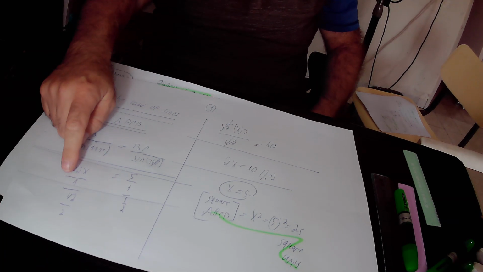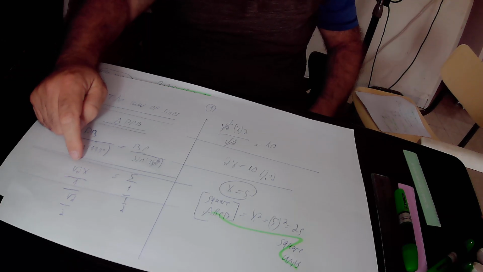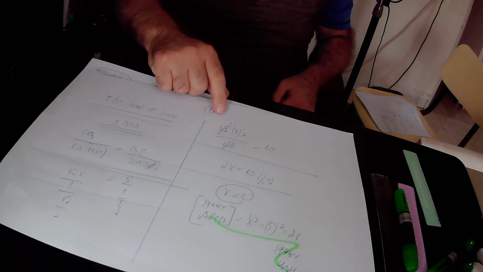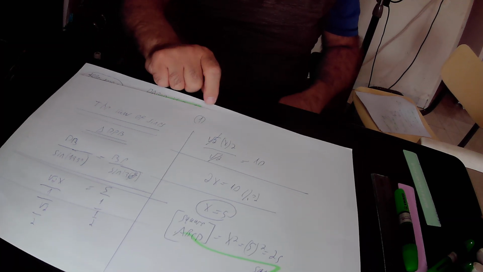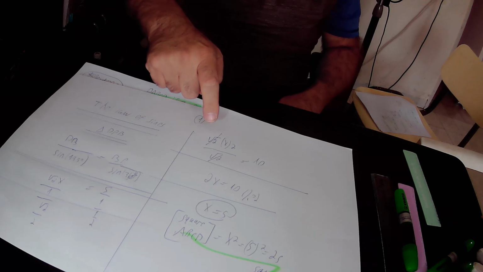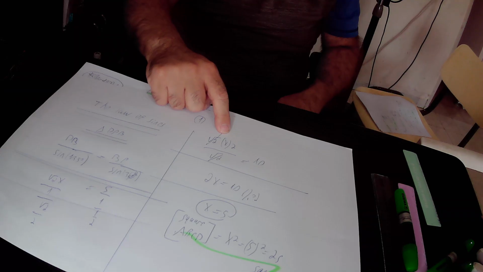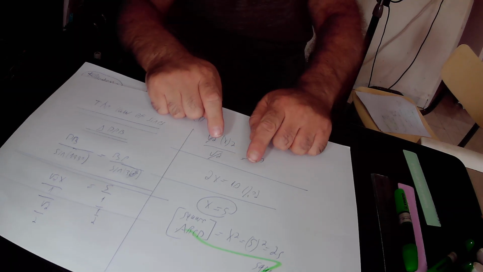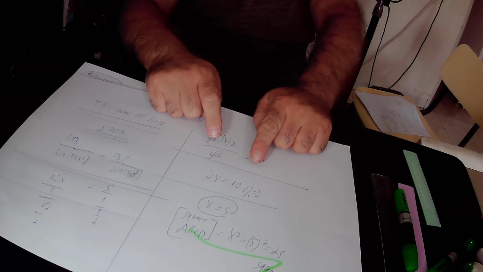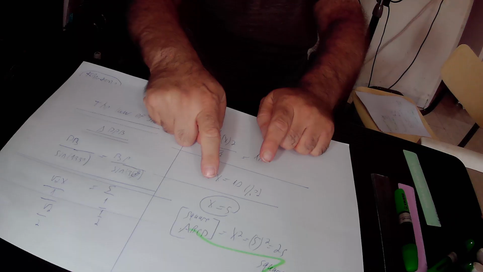Here we move the 2 to the numerator and the square root of 2 to the denominator, so the value of this expression equals the square root of 2 times x times 2 over the square root of 2. The square roots of 2 cancel, so we are left with 2x equals 10. Dividing by 2, we find that x equals 10 over 2, that is 5.